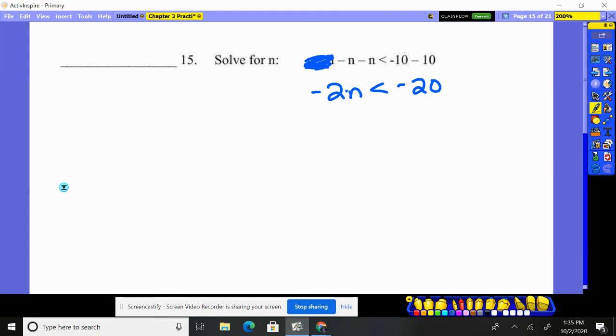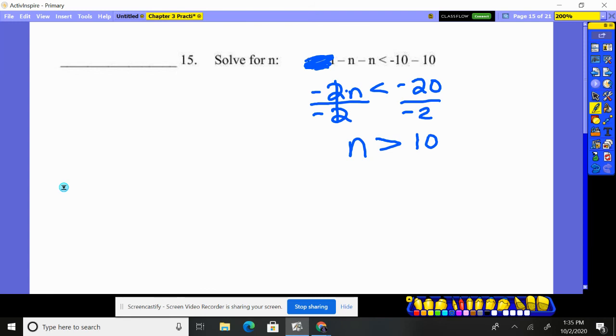So now I have to get my variable by itself. I need to divide by a negative number on both sides. What happens to our inequality when we divide or multiply by a negative? Inequality sign flips. And this gives us 10. So n is greater than 10.